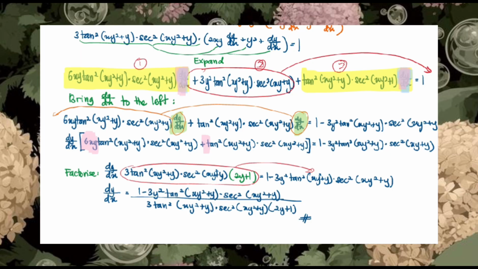And finally, I will divide both sides by the bracket expression to isolate dy/dx by itself. So therefore, this is the final answer. And that is how implicit differentiation is used to find dy/dx for this equation.